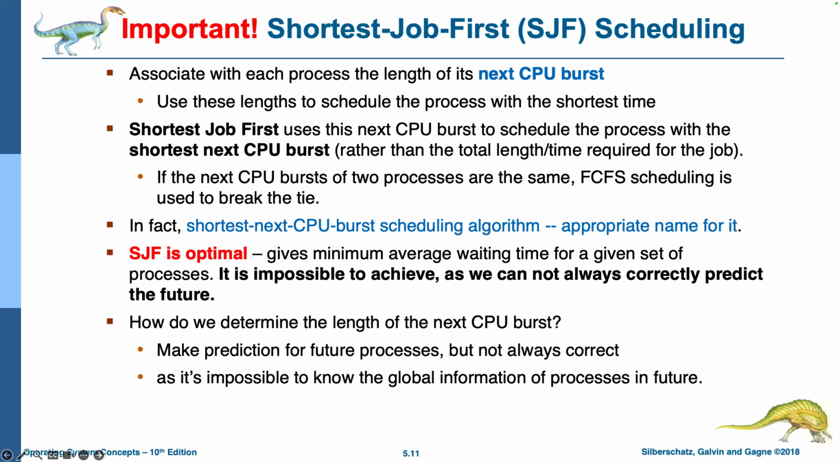In a word, this is optimal. We cannot achieve that, but it is good for evaluating whether a scheduling algorithm is good or bad. Is it close to SJF? If it's very close to SJF, it's good. If it is far away from SJF, it's bad. We can never reach this optimized result, but we can try and we can evaluate.